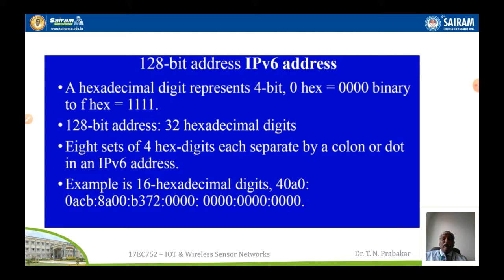And we are going to have 8 sets of 4 hex digits, right? Each is separated by a colon or dot. So we are going to have something like that: 4 hex digits will be separated as a group. The example is given here, like 0ACB colon 8A00, right? So you can see 4 hex digits are combined together, and you will be having 8 such groups available there. So this is the data that is given in the IPv6 addressing.